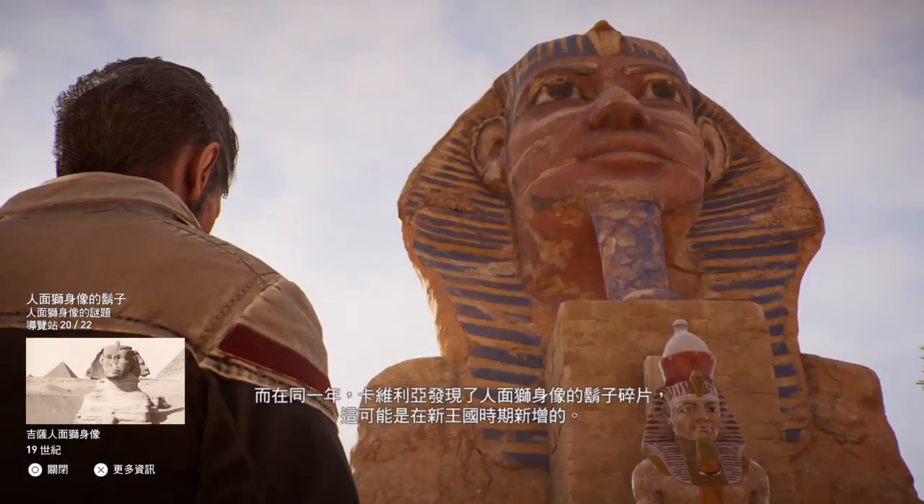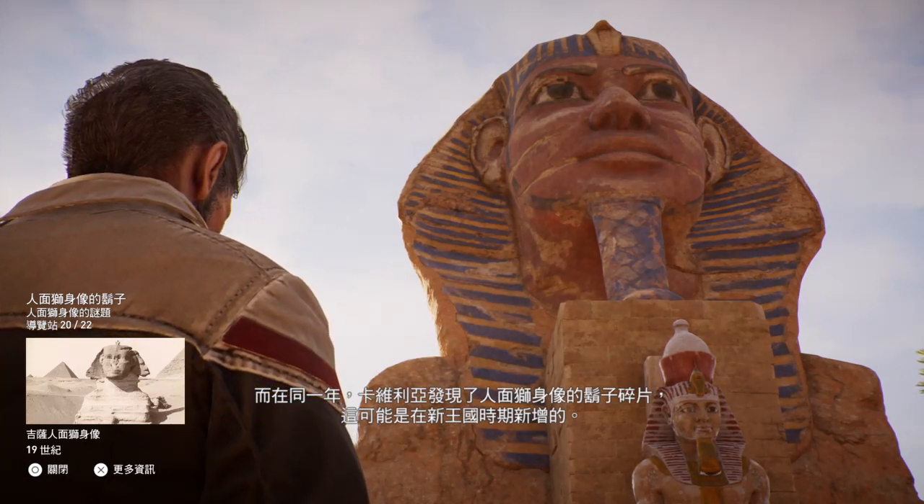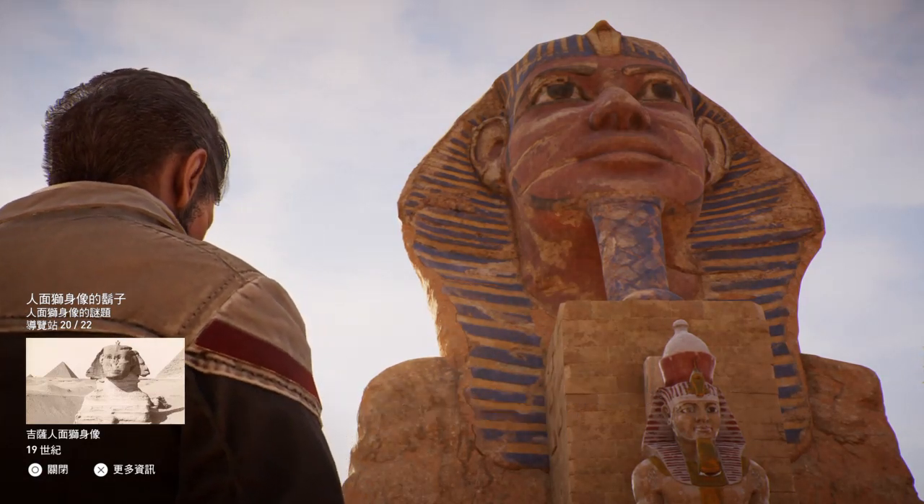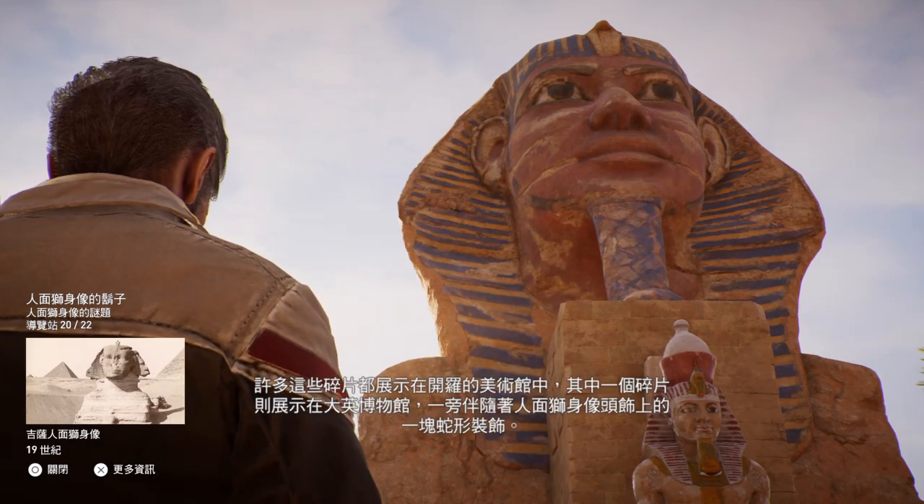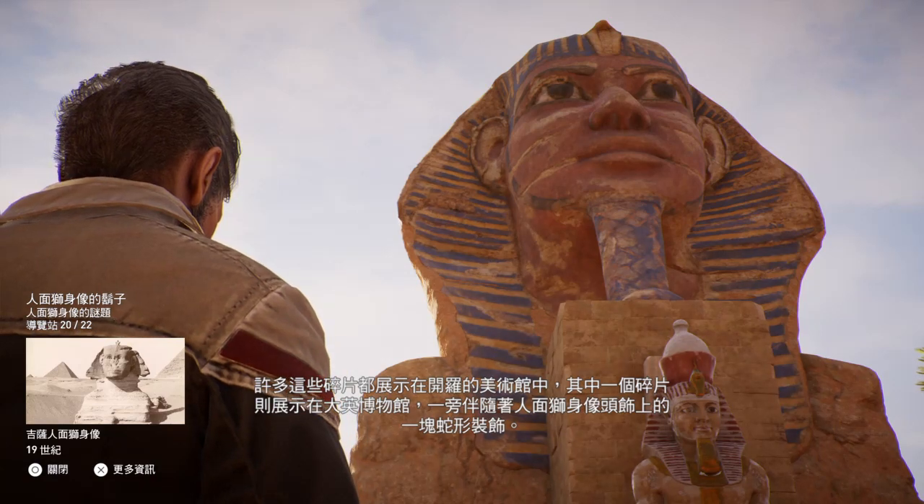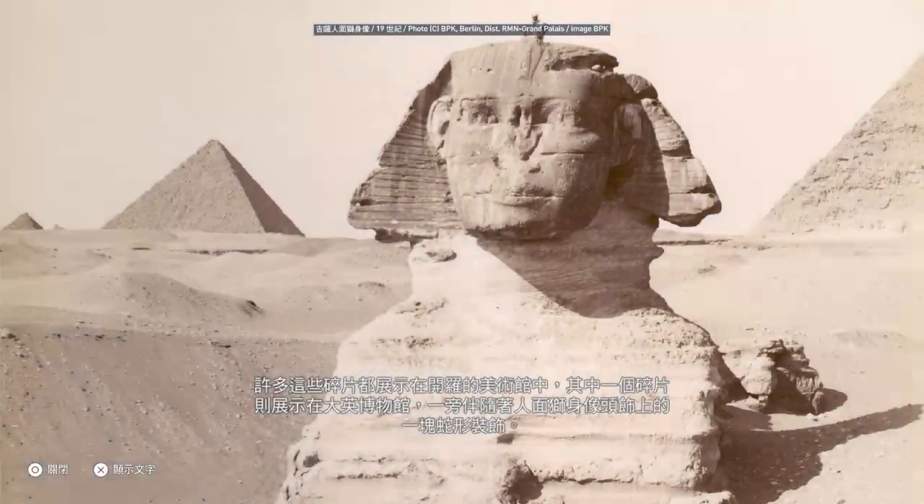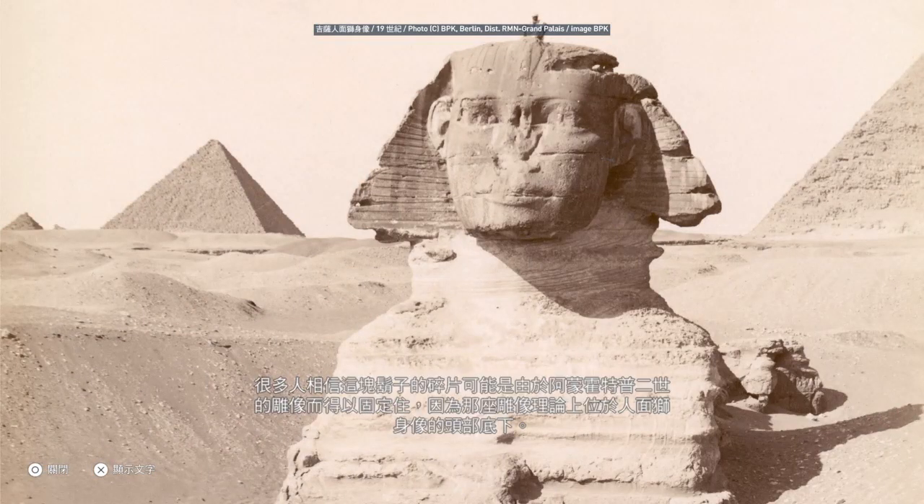That same year, Caviglia discovered fragments of the Sphinx's beard that had probably been added during the New Kingdom. Many of these pieces are held by museums in Cairo, while a fragment is displayed at the British Museum, along with a piece of the uraeus that was on the Sphinx's headdress. It is believed this fragment of beard was possibly kept in place thanks to the statue of Amenhotep II, which was supposed to be located under the head of the Sphinx.